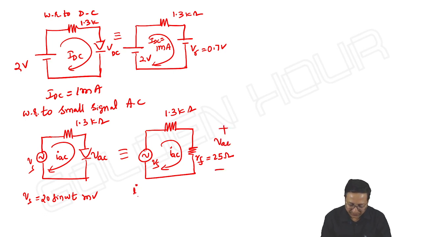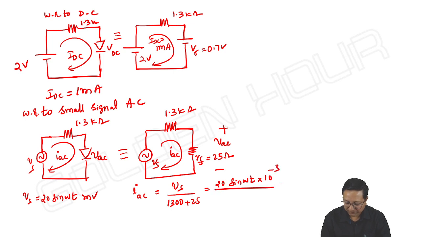So first, what is IAC? It is Vs by 1300 plus 25. Vs is 20 sine omega t millivolt, divided by 1325. It comes around 15 sine omega t microampere.